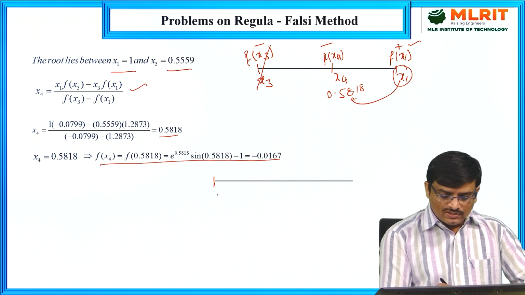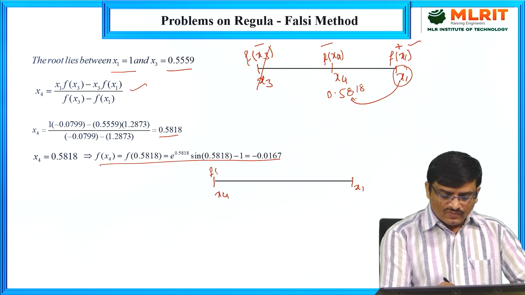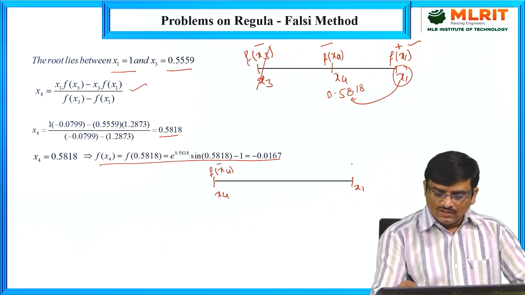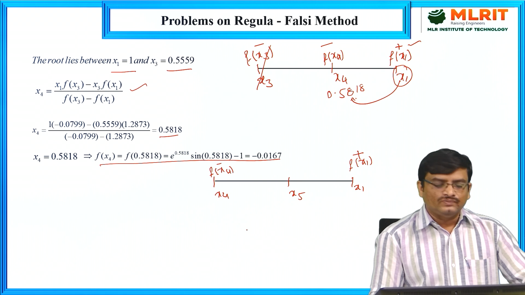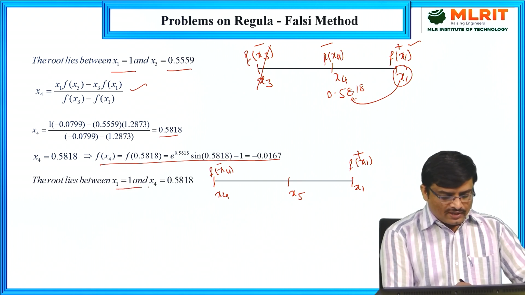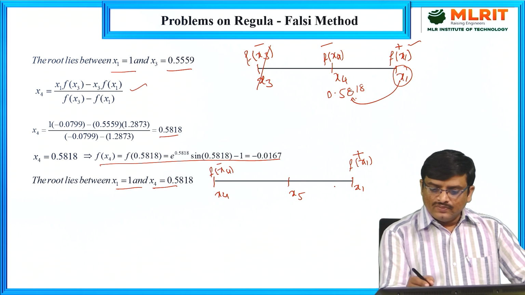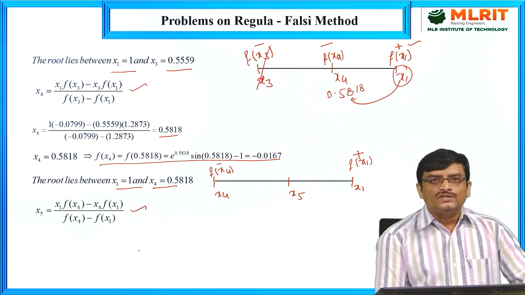So represent this. This is our x4 value and this is our x1, and follow the same procedure here for the next approximation, f of x4 with a negative sign, f of x1 with a positive sign, and now find out the next approximation, that is x5. So here, the root lies between x1 and x4. Already we have decided this. So now this is our formula to find out this x5.